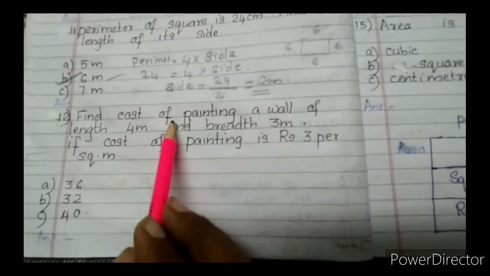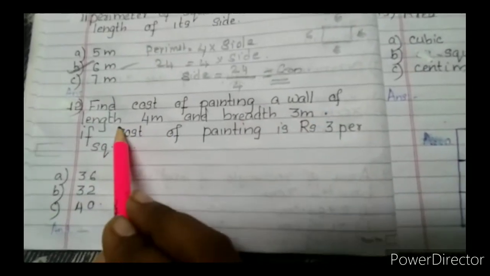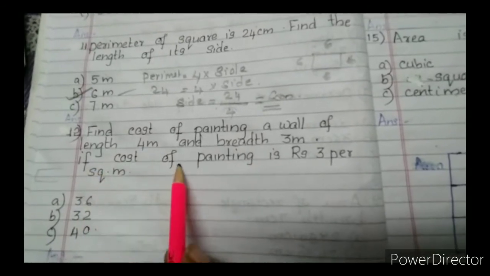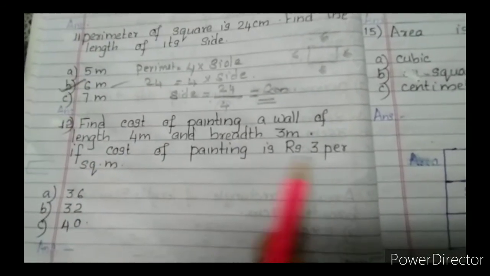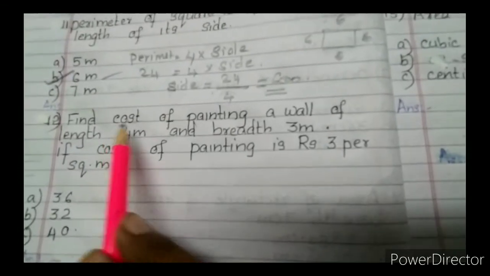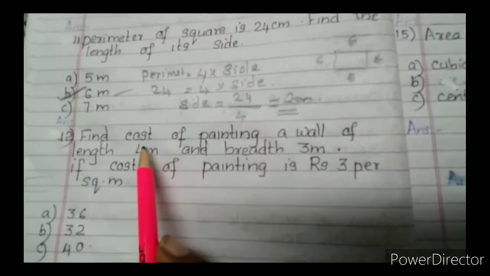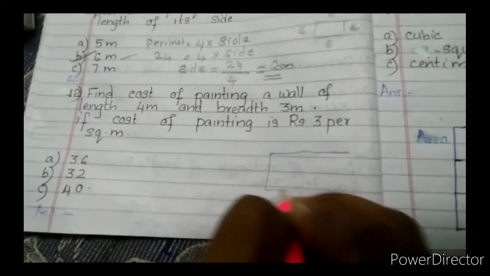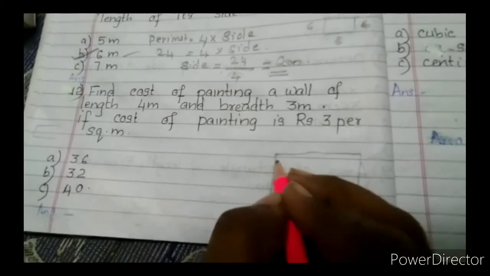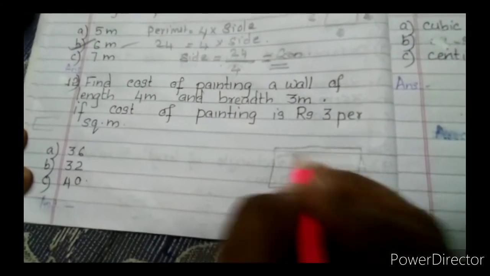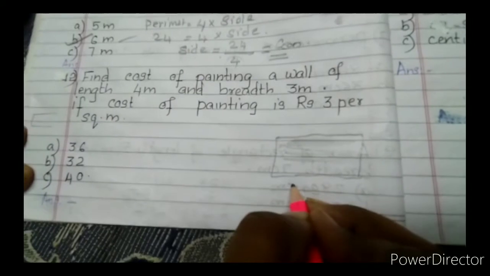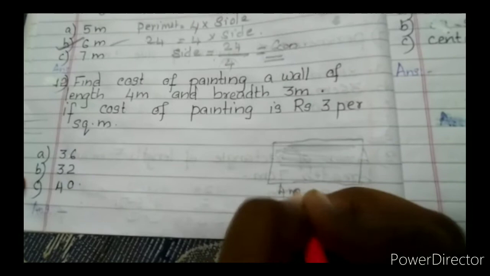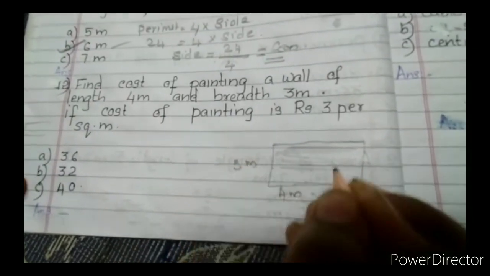12th question. Find the cost of painting a wall of length 4 meter and breadth 3 meter. If cost of painting is rupees 3 per square meter, find the cost. We have to find out the cost of painting a wall. Okay, I draw a wall. This is a wall. The length is 4 meter and breadth 3 meter.